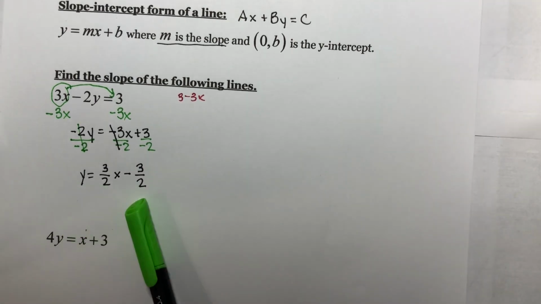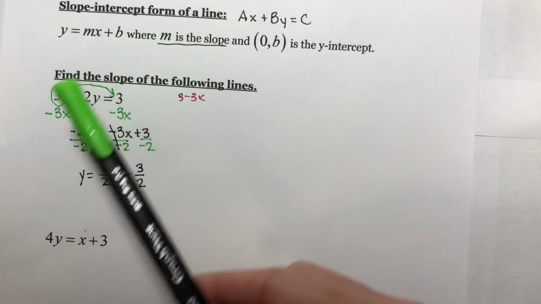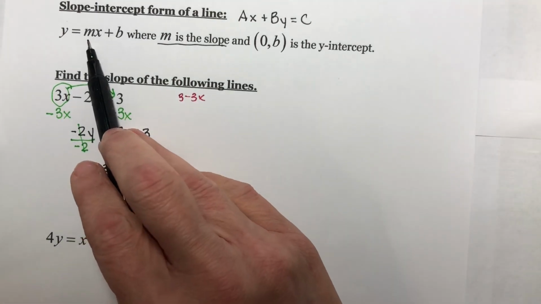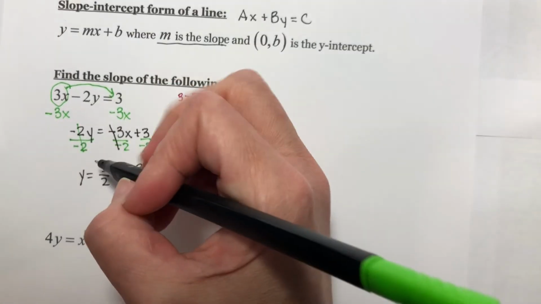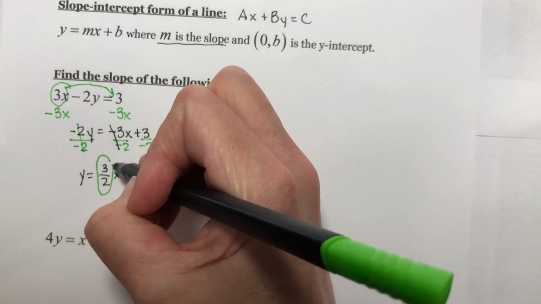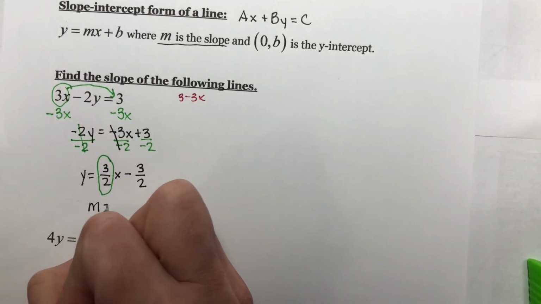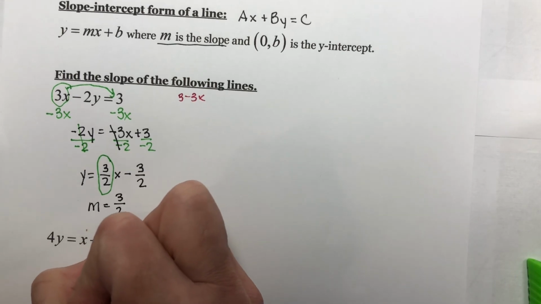Okay, so now we have this matching this pattern. All we have to do now is look at this to figure out where our slope is. Our slope is always the coefficient of x. Here is my coefficient of x. So my slope is 3 halves.